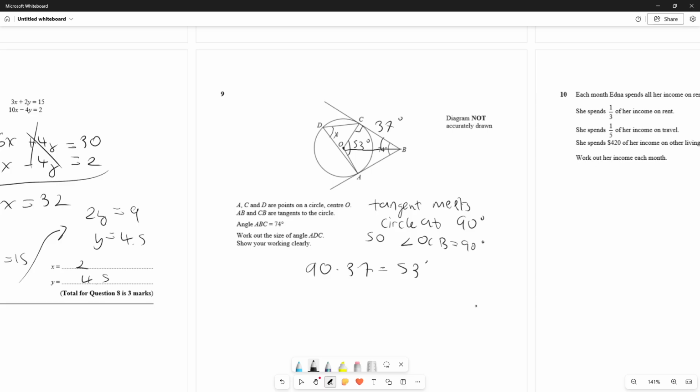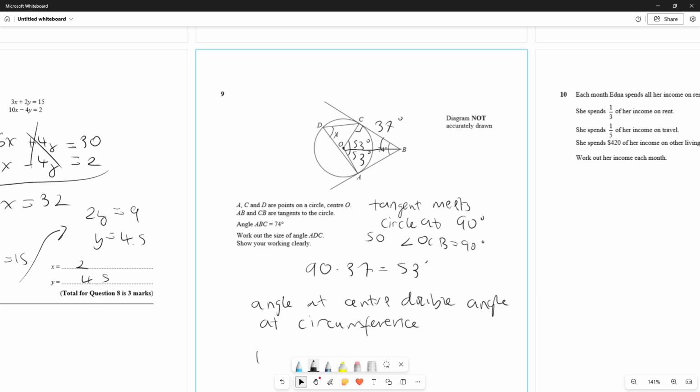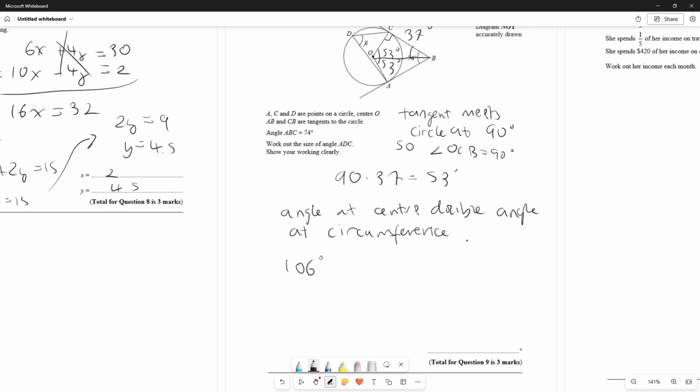And because this shape is cut in half, what this means is that this will be 53 degrees, okay? So, angle at center double angle at circumference. What this means is that this angle, which is 106, will be double the angle that we're looking for at the circumference, okay? So the circumference is the edge of the circle. So if we divide this by 2, we get 53 degrees, and that'll be our answer.